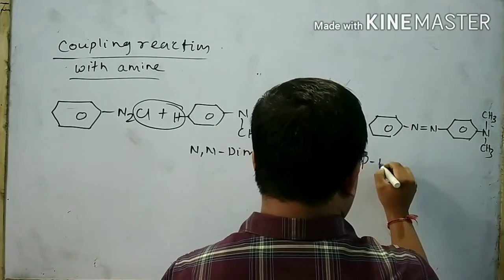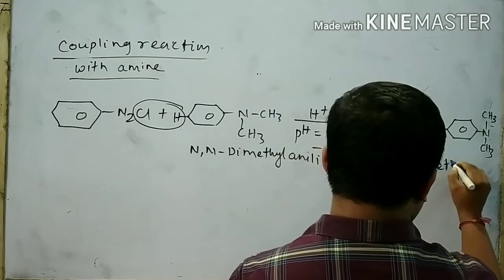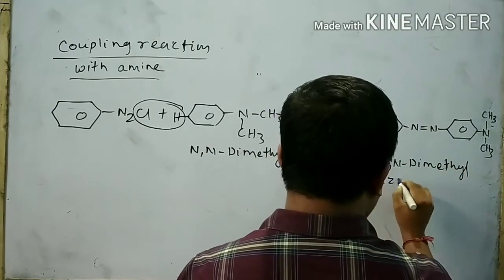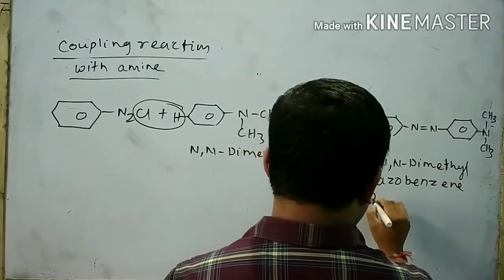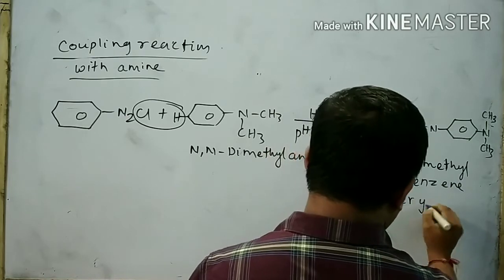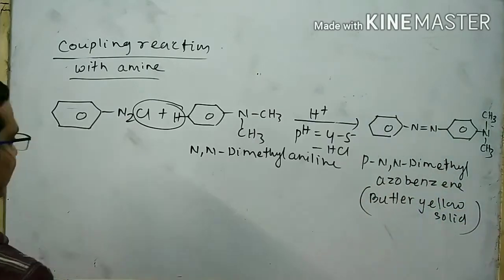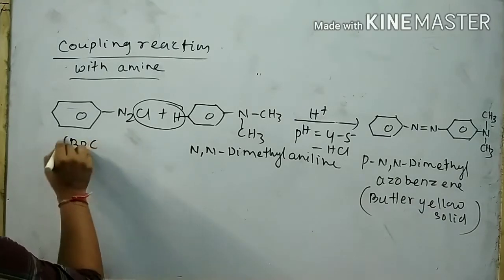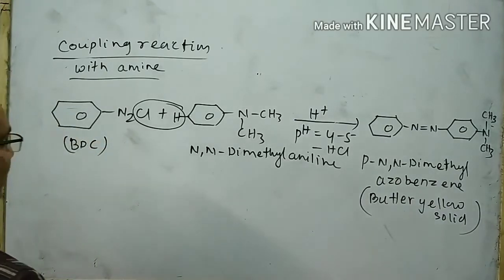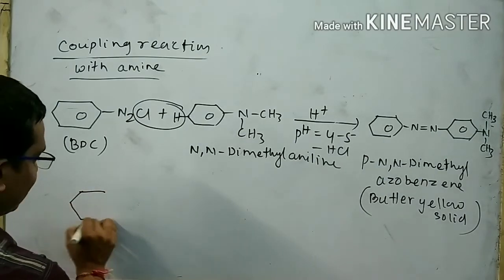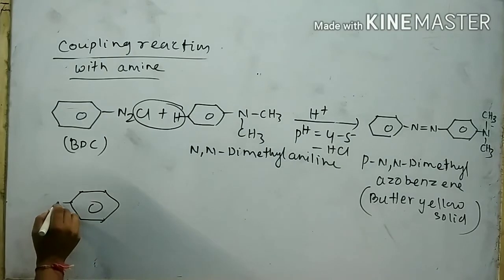The name of this compound is para-N,N-dimethylaminoazobenzene. This is butter yellow solid. This is BDC. Now I will take another example of coupling reaction of amine in which methyl orange is formed.